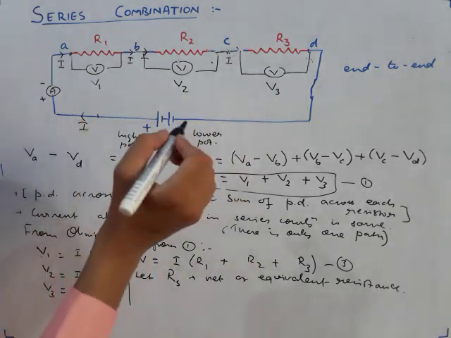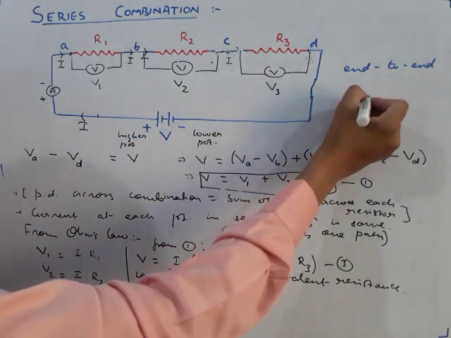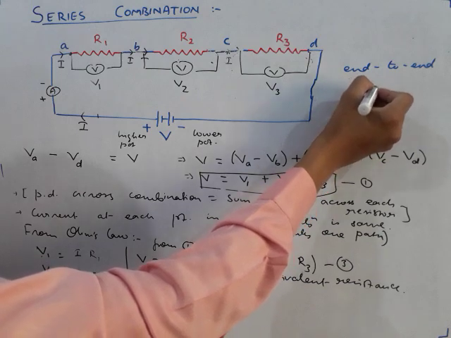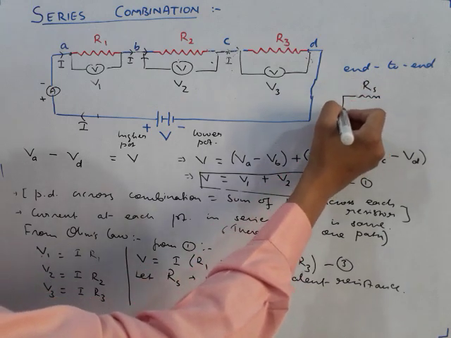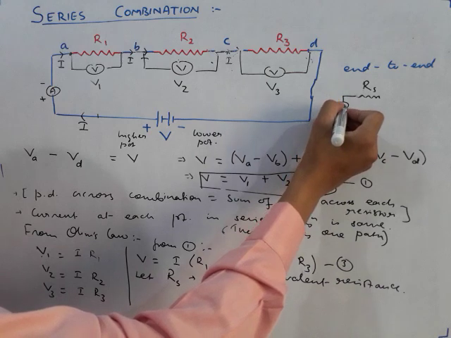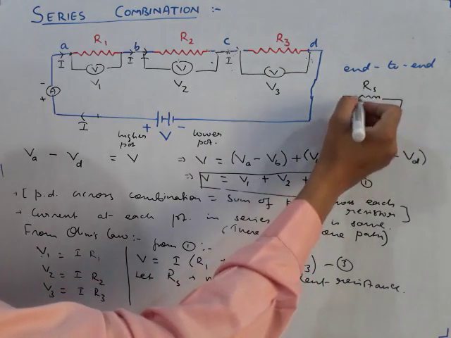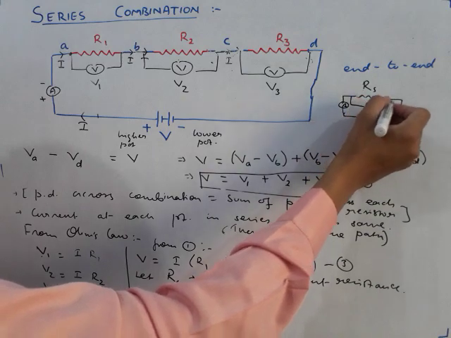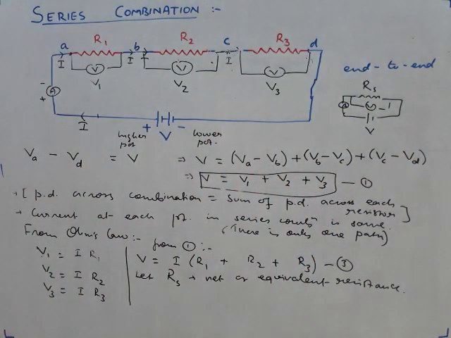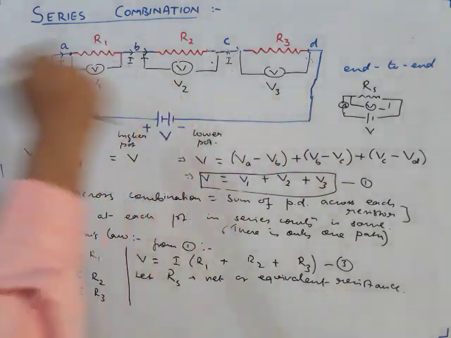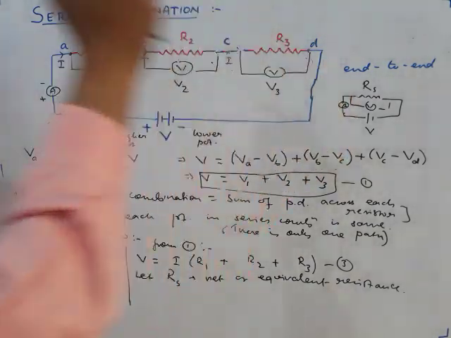That means the circuit will be something like this. We'll have Rs, we'll have this ammeter, and we have that battery, same battery. If you wish, you can connect a voltmeter here, V. So this is the equivalent circuit for this. So we have to find the value of this Rs.